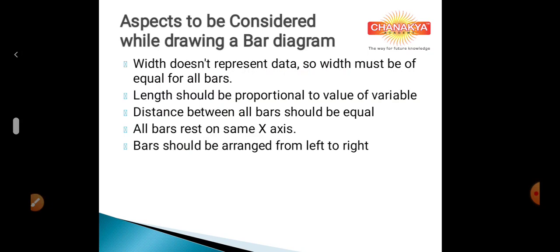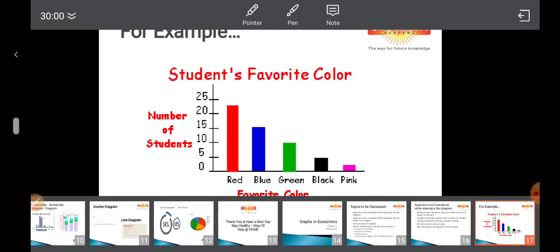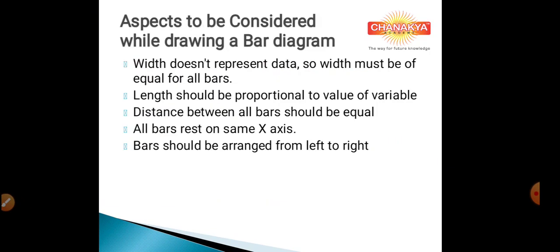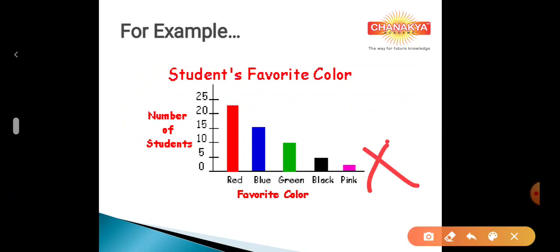Likewise, the distance between all the bars must be equal. There should be an equal gap among all these bars that we are presenting on the bar graph. All bars rest on the same axis, that is your x-axis. All the bars are put on this x-axis only.